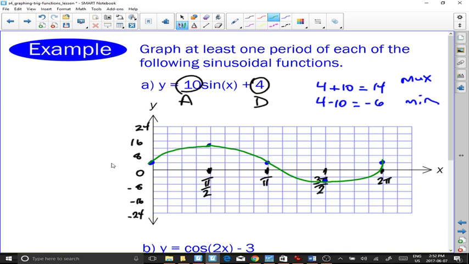Now, if you pick a slightly different scale for your x or your y axis, the graph will also take on a slightly different look. But that is what one graph, or one period, of 10 sine x plus 4 will look like. 10 being the amplitude, the a value, 4 being the midline, which is the d value. We don't have to worry about the period being anything different than 2 pi, and we don't have to worry about any kind of phase shifting.